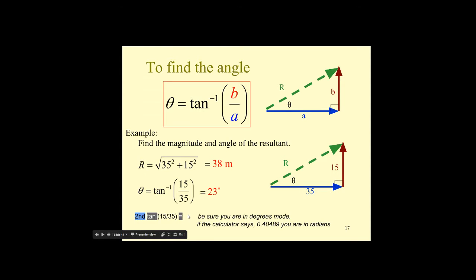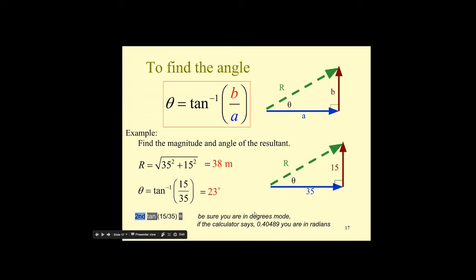If you do it right now and you end up with 0.40489, you're in radians. So you have to make sure you change your calculator to degrees mode. If you're not sure how to do that, you can ask. You can also Google it for your particular calculator. But be sure you're in degrees, because we're not going to be using radians for these angles.